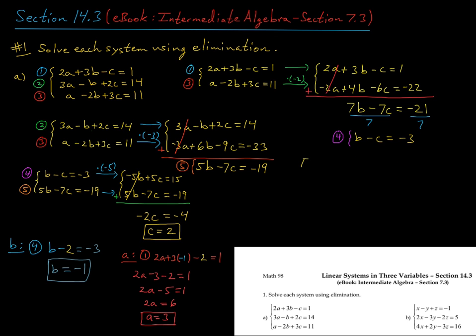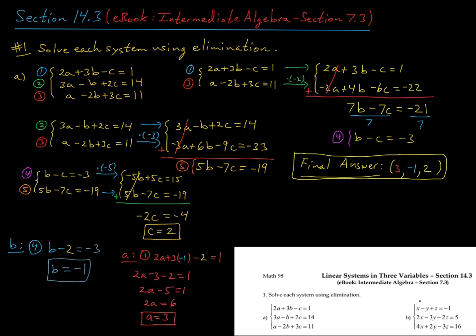So there are the values of a, b, and c. So our final answer here, we will write as an ordered triple now. And we just follow alphabetical order here. So A, B, C. So A here is 3. B is negative 1. And C is 2. Okay. So there we have it. Now, of course, we could check our answer by just substituting these values back into each one of these equations. And I'll leave that to you.